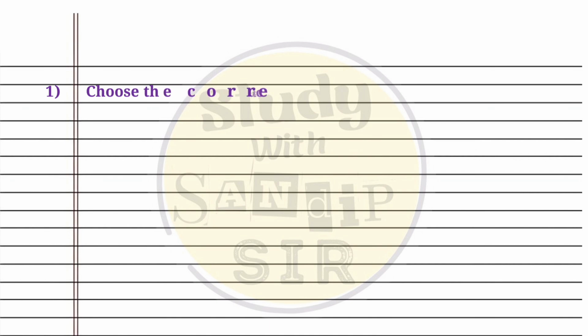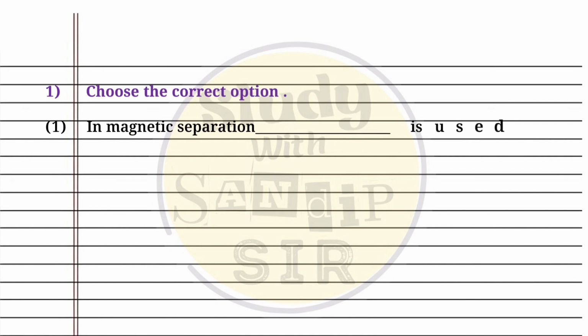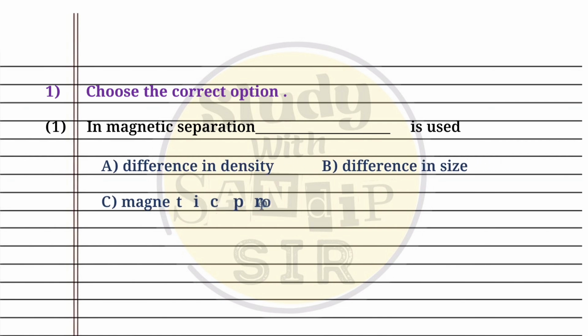First question. Choose the correct option. First, in magnetic separation, dash dash is used. A. Difference in density. B. Difference in size. C. Magnetic property. D. Solubility property. The right option is C. Magnetic property.